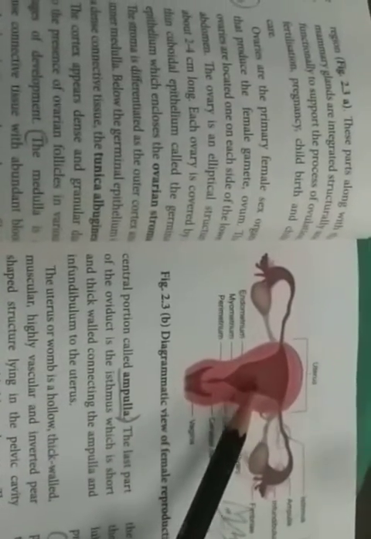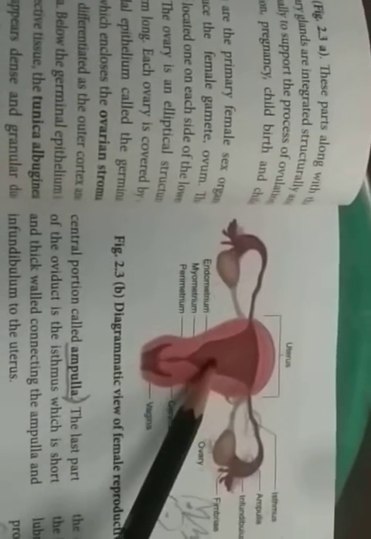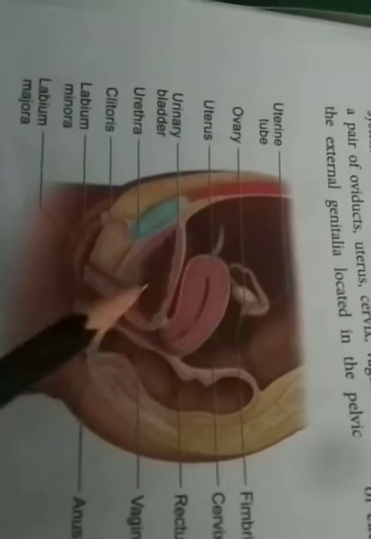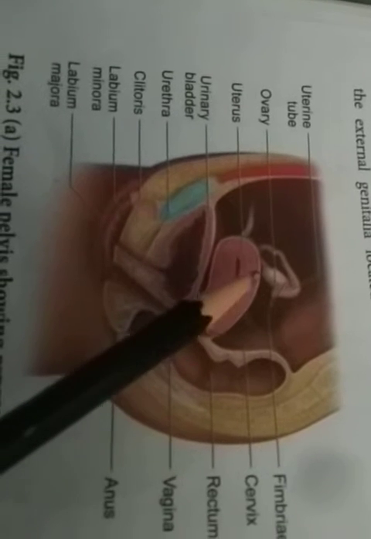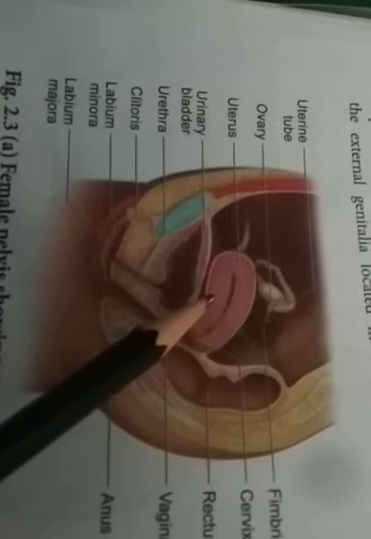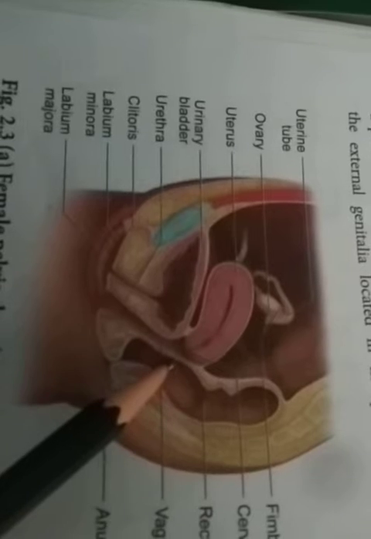Then next, the uterus. Now we are going to see this uterus. The uterus, or womb, is a hollow structure. It is thick walled, muscular, highly vascular, and an inverted pear shaped structure. You can see this picture. This is the uterus, and it is present inside.